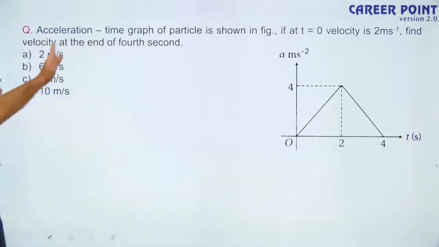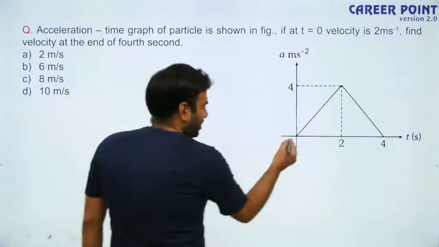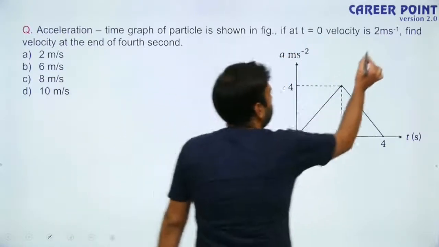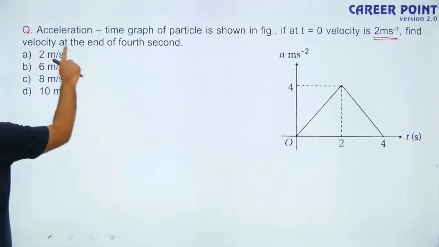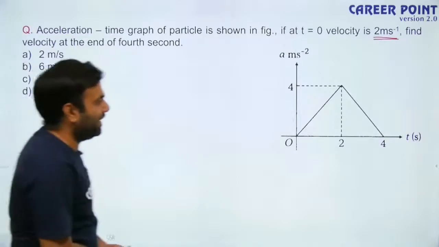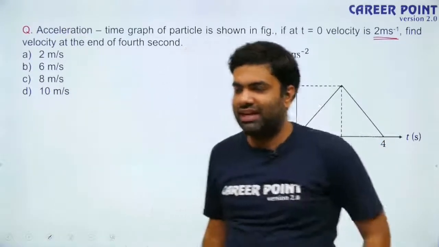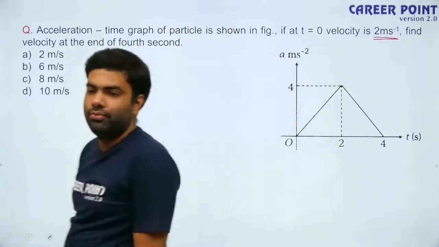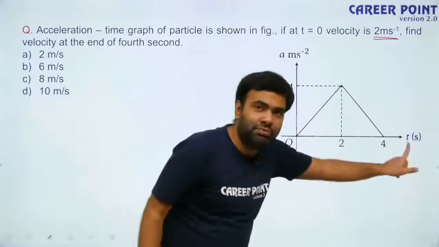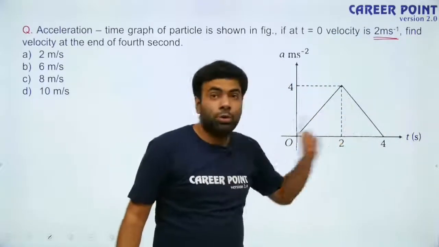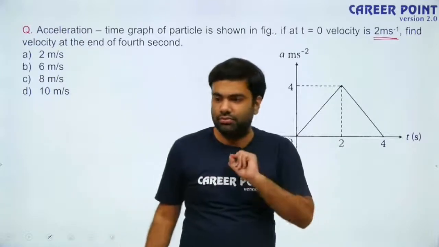Now, acceleration time graph of the particle is shown. At t equals 0, velocity is given as 2 meters per second. Then find the velocity at the end of the 4th second. That means at t equals 4, what is the velocity? That is the question. Now again I am telling that this is an acceleration time graph. This graph is not showing the path of the particle. Path of the particle is a straight line.